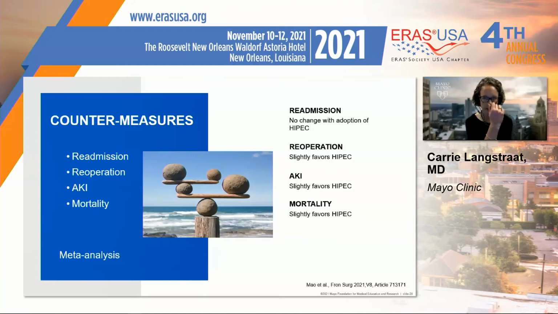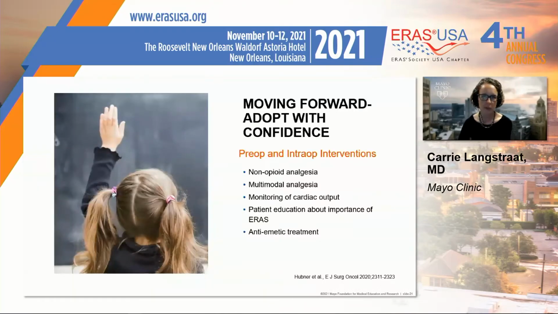So the meta-analysis, looking at the 7 best studies we have on ERAS in patients undergoing cytoreductive surgery and HIPEC, shows some improvements in outcomes and shows feasibility and safety of enhanced recovery. So as we move forward, what can we do? How can we adopt ERAS pathways in our patients undergoing cytoreductive surgery with HIPEC? I think there are a few things that we can adopt with confidence.